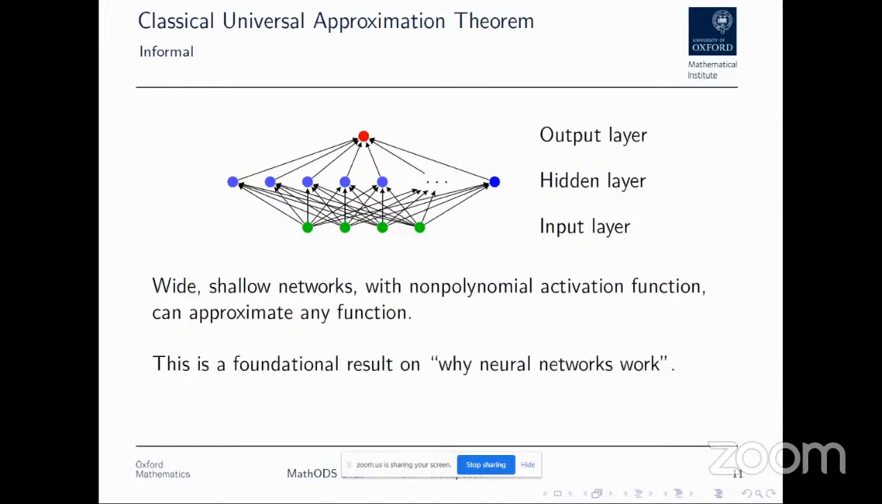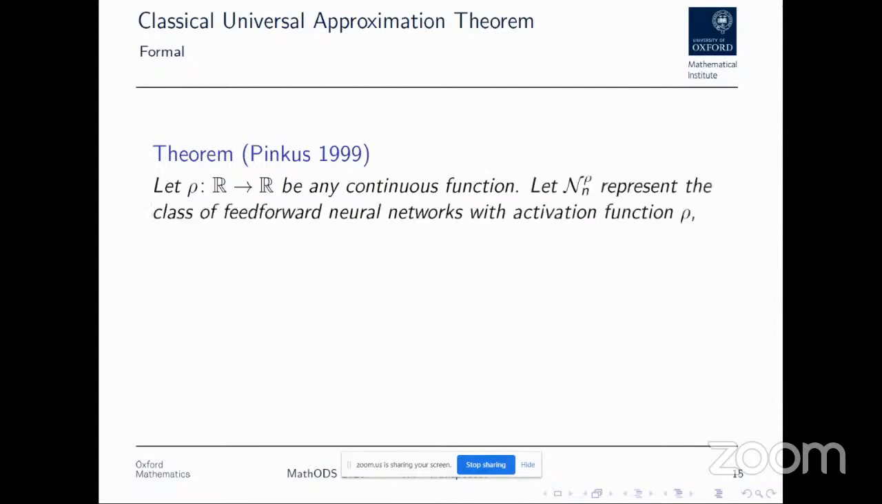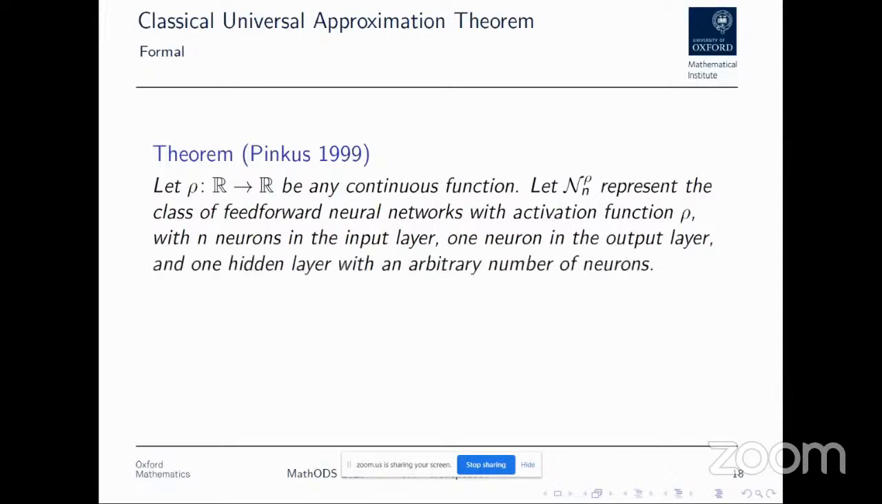Once again, as Gitta alluded to, this is one of these foundational results on why neural networks work. It says that it doesn't matter what you're doing, in principle, a neural network can do the job. It can approximate whatever it is you're trying to do. Okay, so that's the informal version. The formal version, a slight adaptation of what we saw, is that we have some continuous function rho, and we're going to consider the class of neural networks which have this as an activation function, with some n neurons in the input layer, one neuron in the output layer, and this one hidden layer with an arbitrary number of neurons. This is the picture I've just shown.